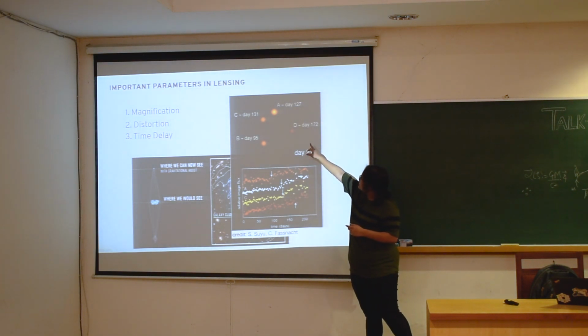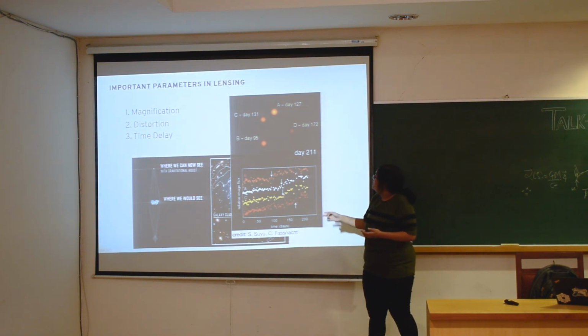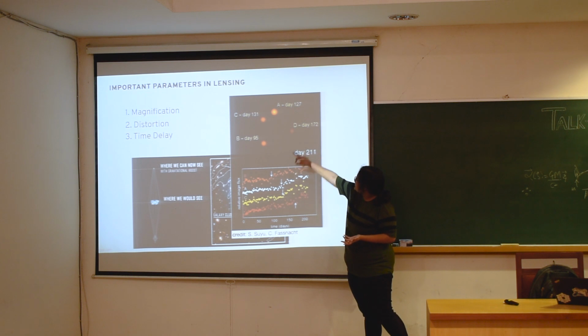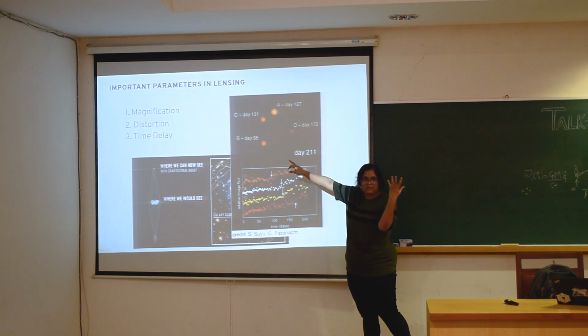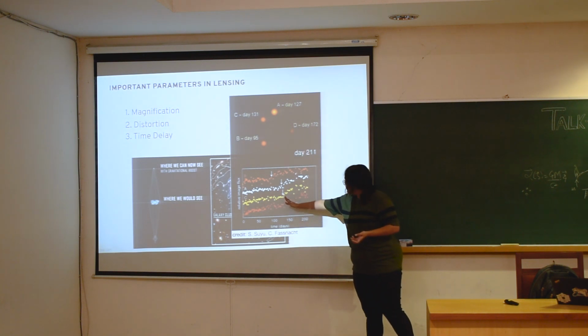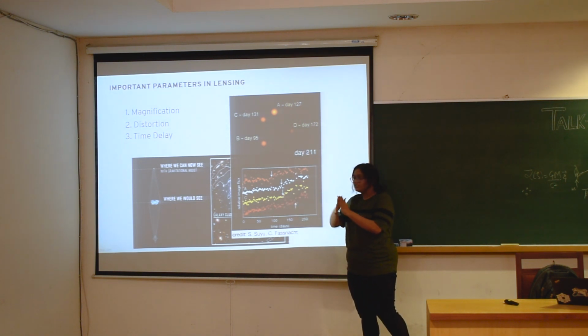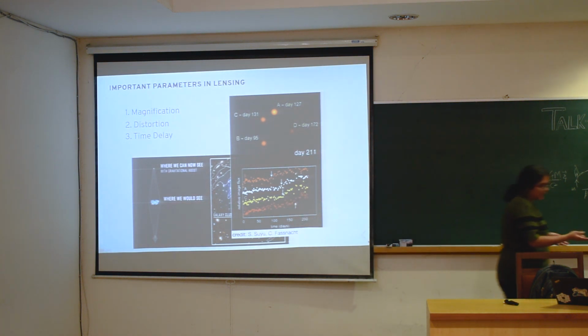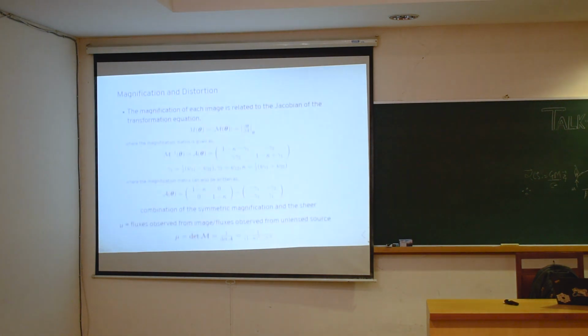Here you can see the images as well. This A image came on day 127. This B image came on day 95. B is the first image that popped out, then A popped up, then C popped up, and then D popped up, right? And you can see how the shift in time is happening here in the spectra. So that is the third parameter, time delay. Now we'll go into the details of this.